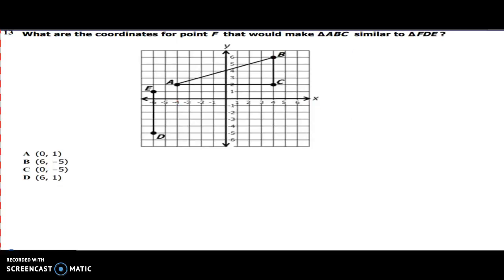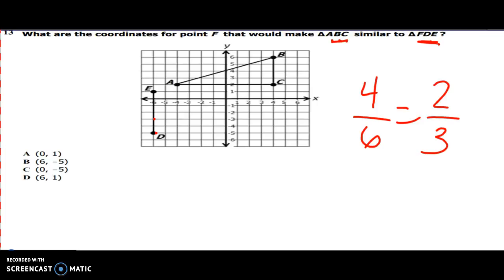Looking at the triangles that we have, they tell us that ABC is similar to FDE. So we need to figure out where point F is going to be. And this one, probably the easiest, is to look at from B to C should equal D to E. So I've got 1, 2, 3, 4, 1, 2, 3, 4, 5, 6. So I've got 4 over 6 can be reduced to 2 over 3. Okay? So that's going to be my setup.